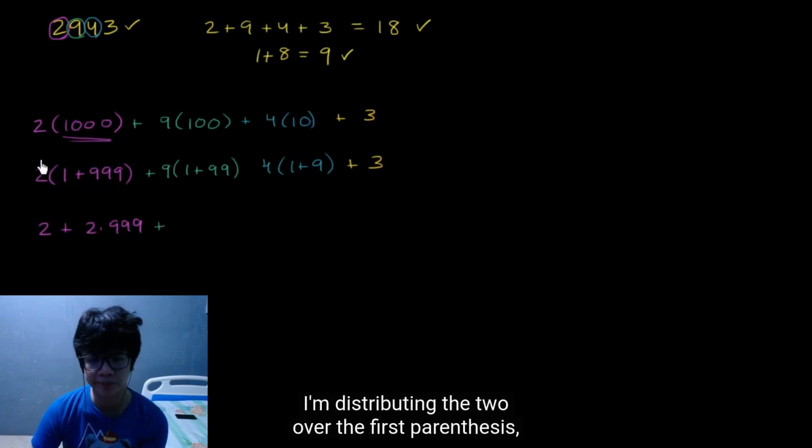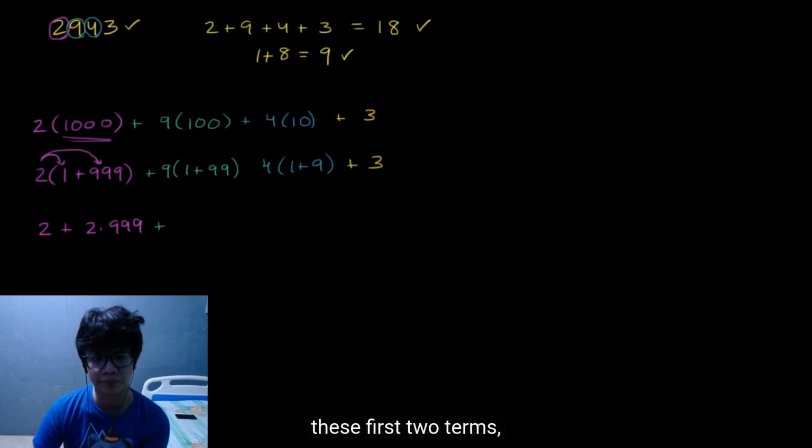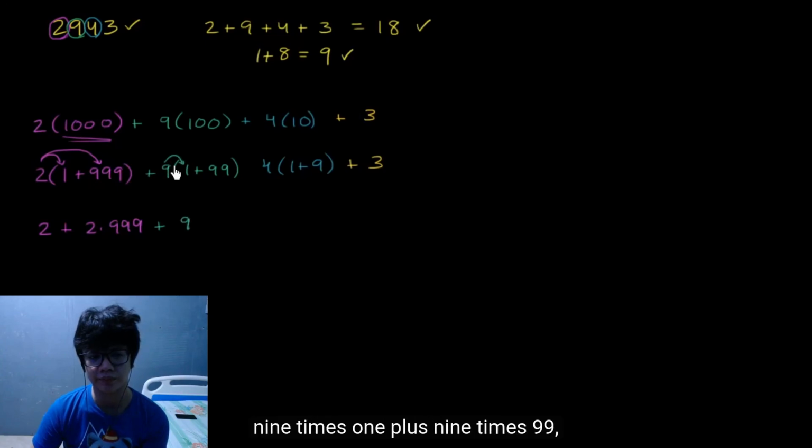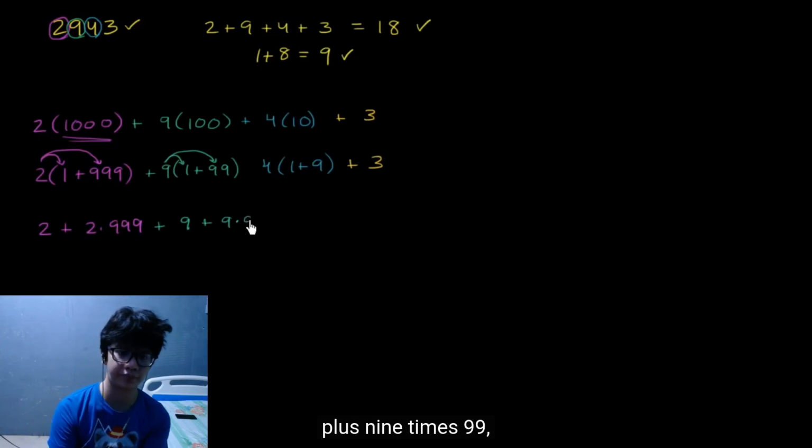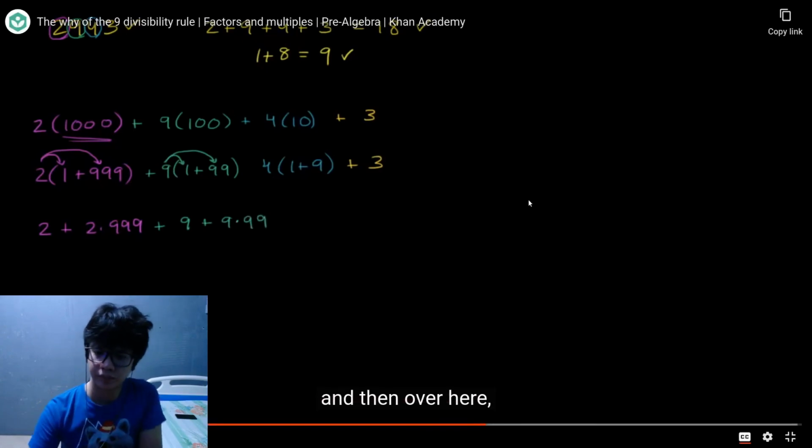Just to be clear what I'm doing, I'm distributing the 2 over the first two terms in the parentheses. Then the 9 I'm going to distribute again. So it's going to be 9 times 1, plus 9 times 99.